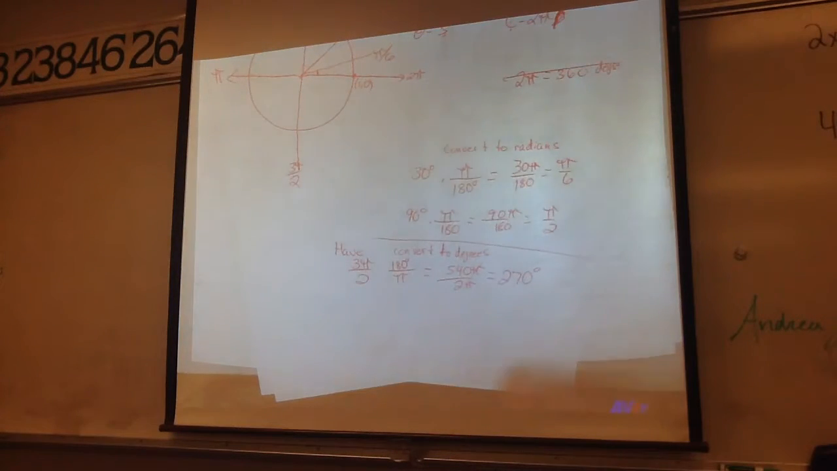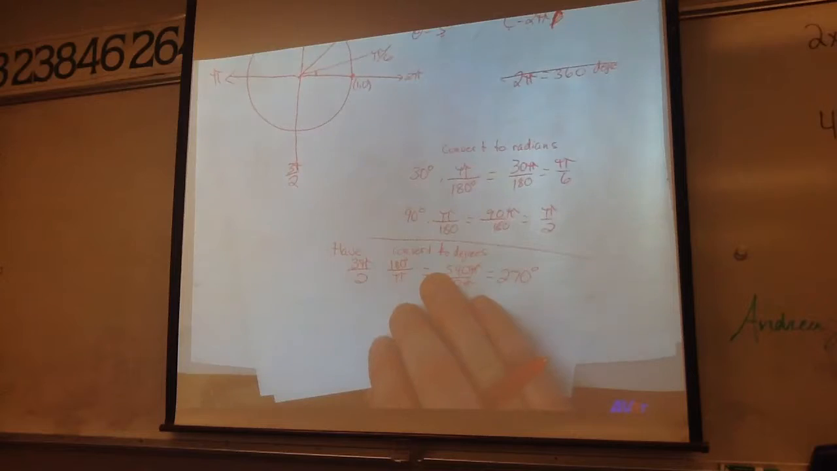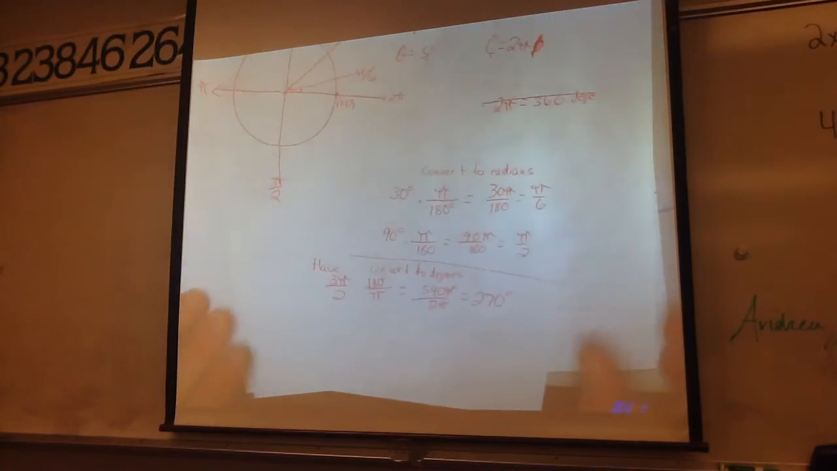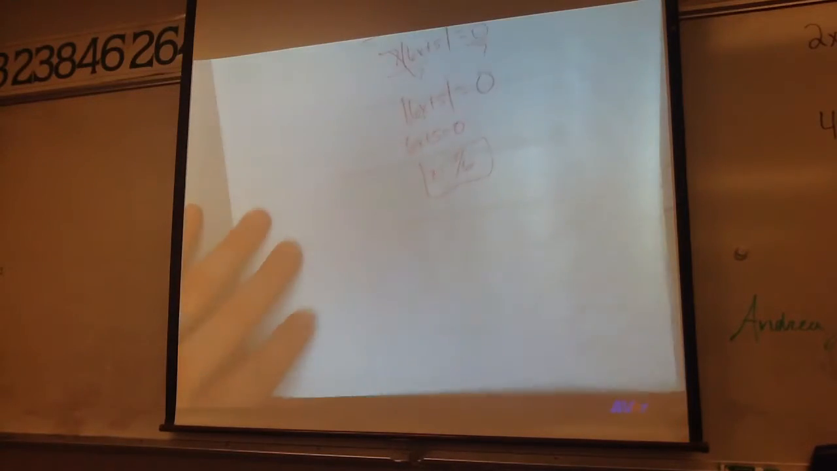Now let's do a couple of coterminal angles with radians. Oh, hooray. Yay. This is my exciting thing.